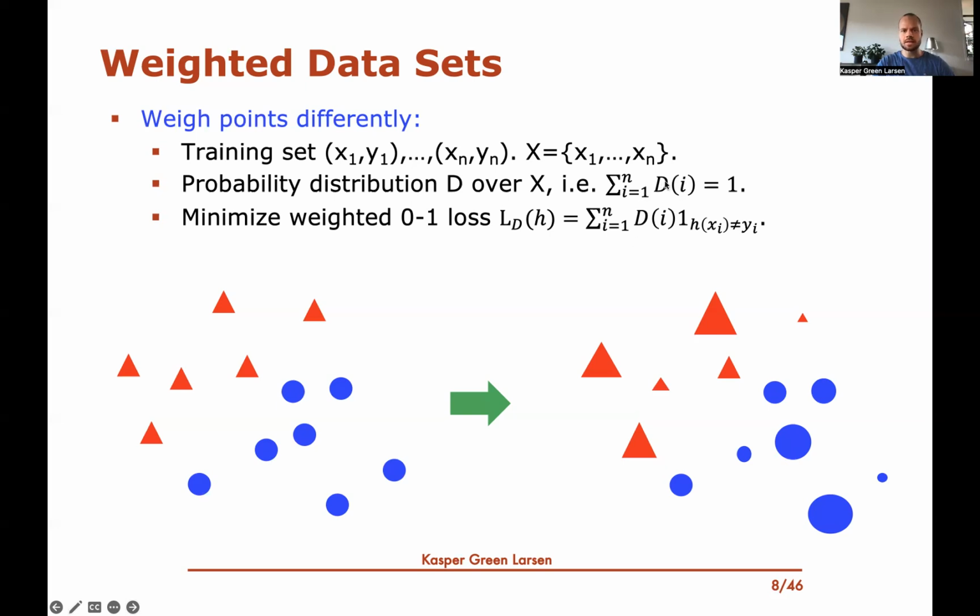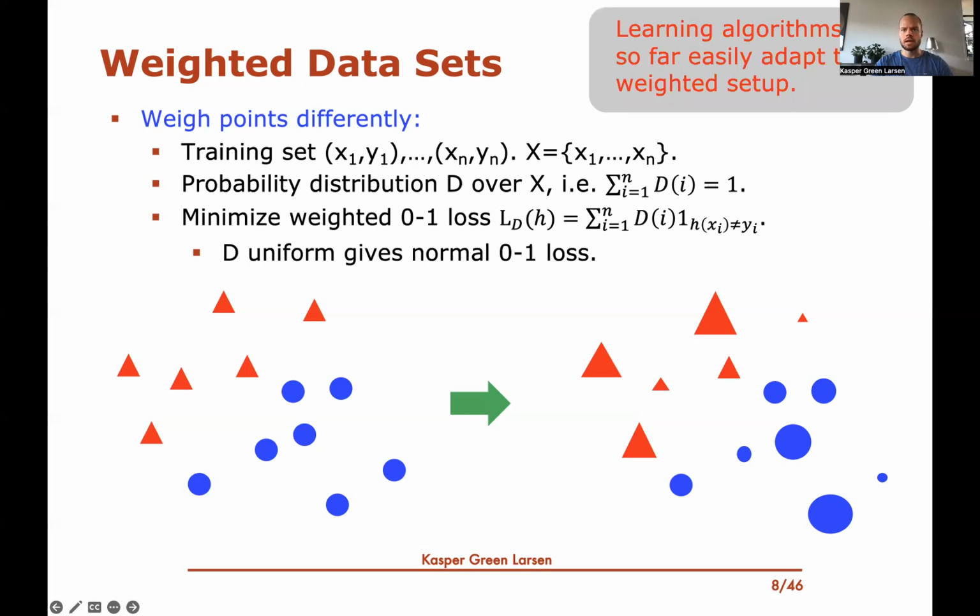Okay, so if it has a large probability, it's going to be more important in the 0-1 loss. It's going to cost us more. And here the obvious observation is that if D is the uniform distribution, meaning you put 1 over n on each training example, then of course you recover the original standard 0-1 loss. Okay, so it's just a way to put more emphasis on some points than others.